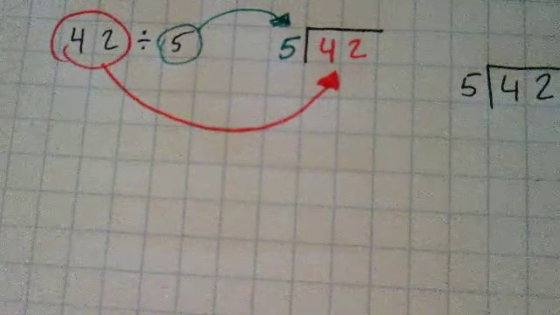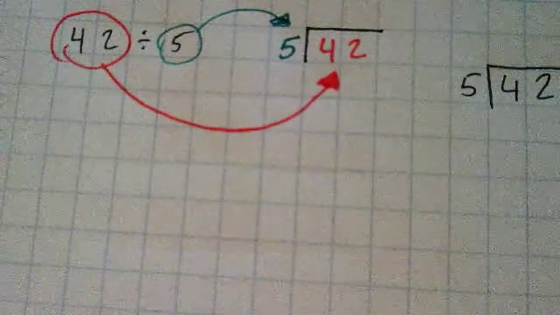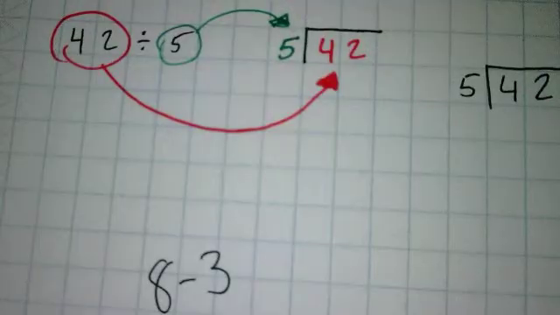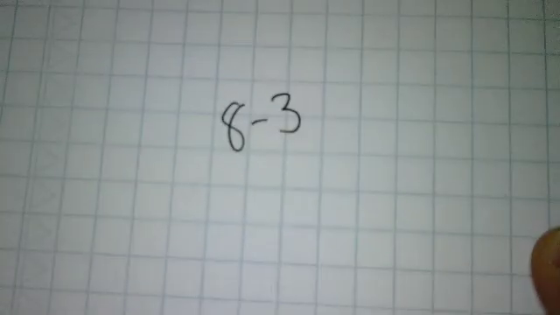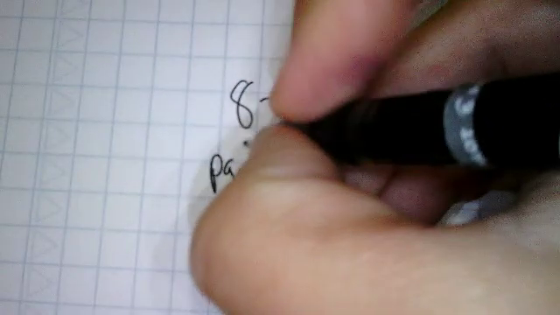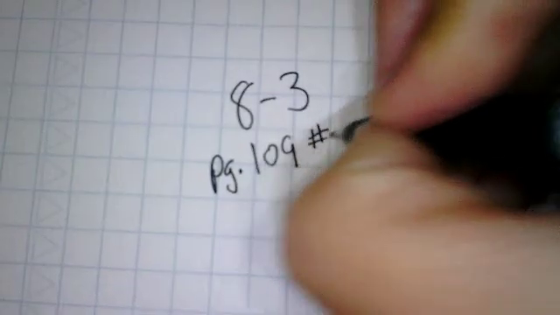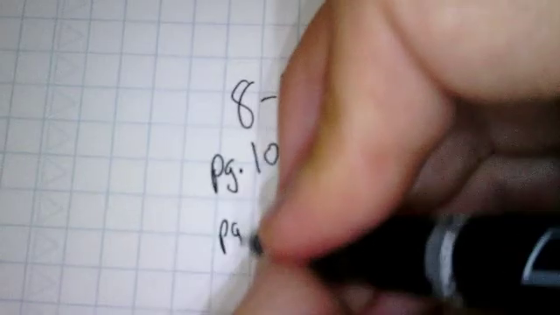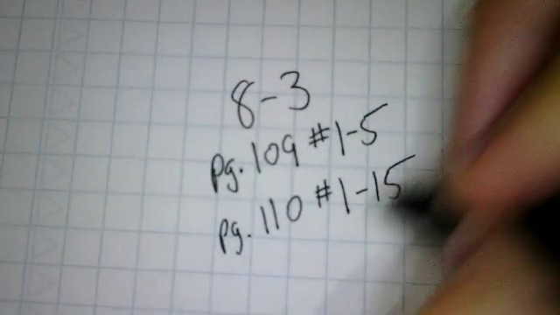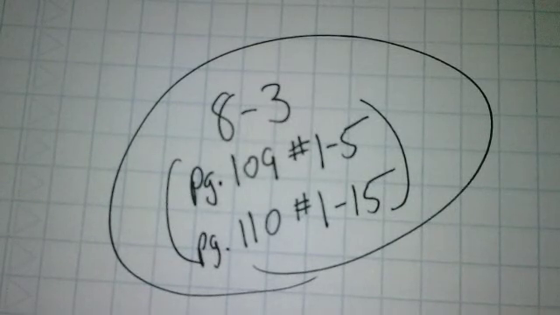You can use the whiteboard for this problem if you want, but let me go ahead and tell you what your homework is as well. Okay, now listen, because your homework is kind of a weird thing where we have a couple on one page and a couple on another, right? So on page 109, you're doing numbers 1 through 5. And on page 110, you're doing numbers 1 through 15. So that's 20 problems total. Okay? So 8-3, page 109, you're doing numbers 1 through 5. And on page 110, you're doing 1 through 15.